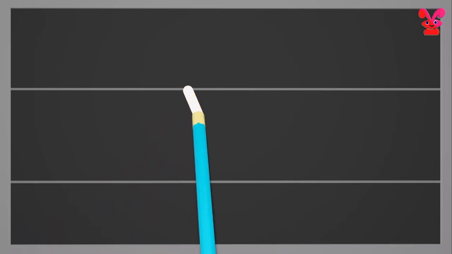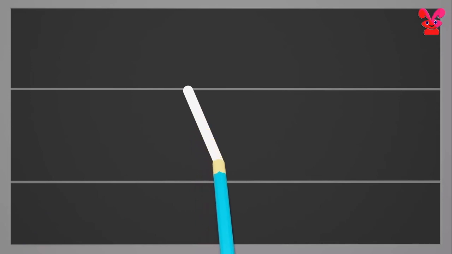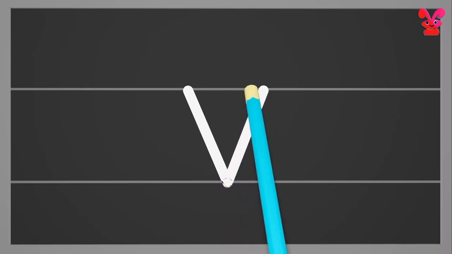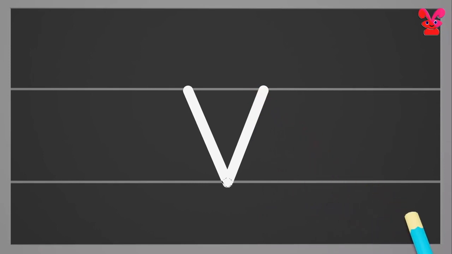Small v. Start from the middle and make a slanting line down to the right. And then make a slanting line up to the right. Small v.